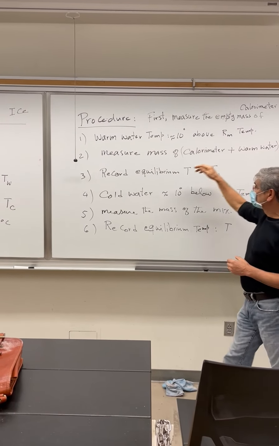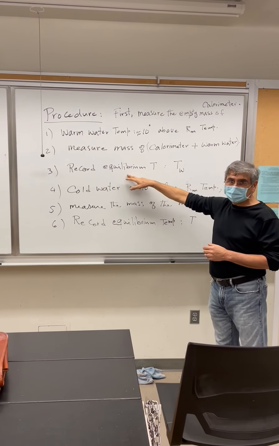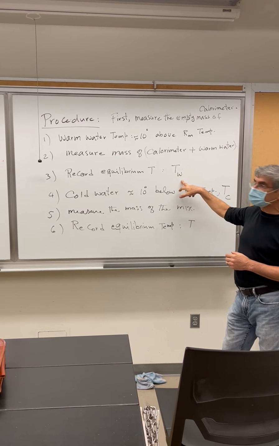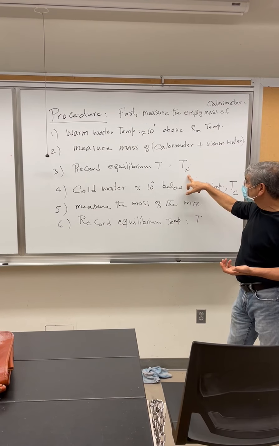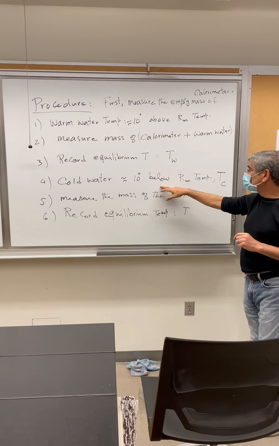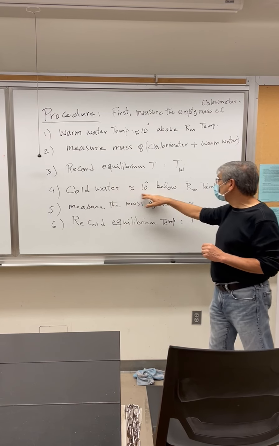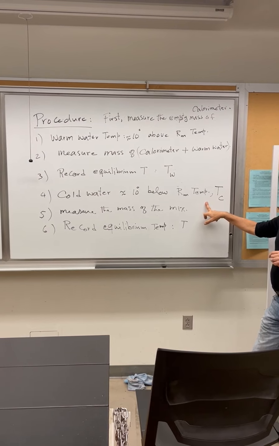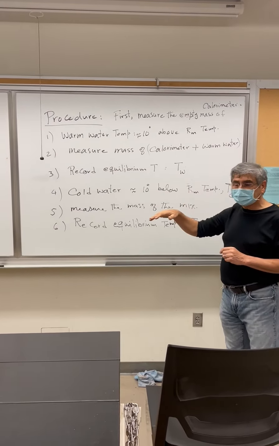You need that. Wait a few minutes until the equilibrium is achieved, and from the thermometer, which is in the calorimeter, you're going to measure the temperature at the equilibrium condition. We record that. Then we make about the same amount, about 1/3 of the volume of the calorimeter. We make cold water so that it would be about 10 degrees below the temperature of the room. And we pour that into the calorimeter.